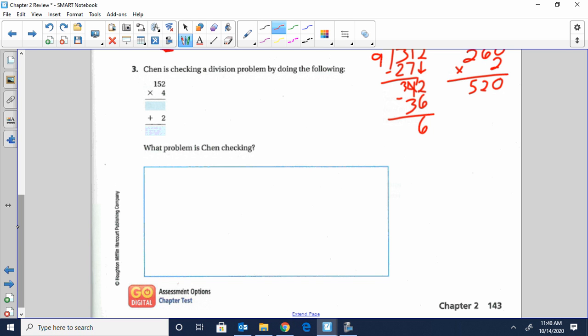So 4 times 2 equals 8. 4 times 5 is 20. And 4 times 1 plus 2 gives me my 6. When I add 608 plus 2, I get 610. So what problem was Chen checking? Well, remember, this will be the quotient. And you multiply it by the divisor. If you have anything to add, you're adding the remainder.